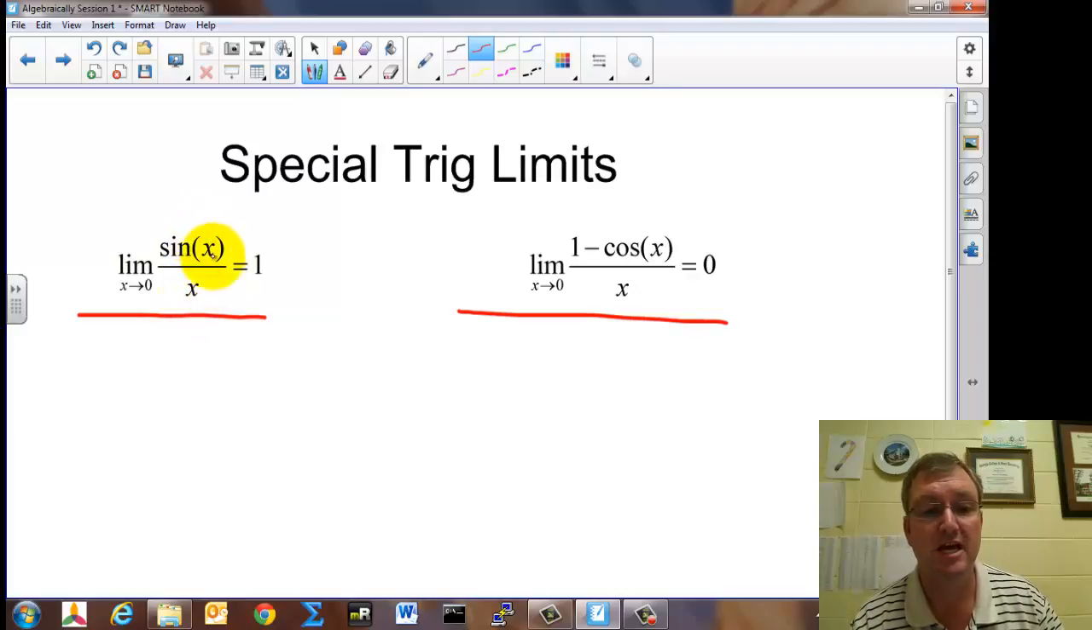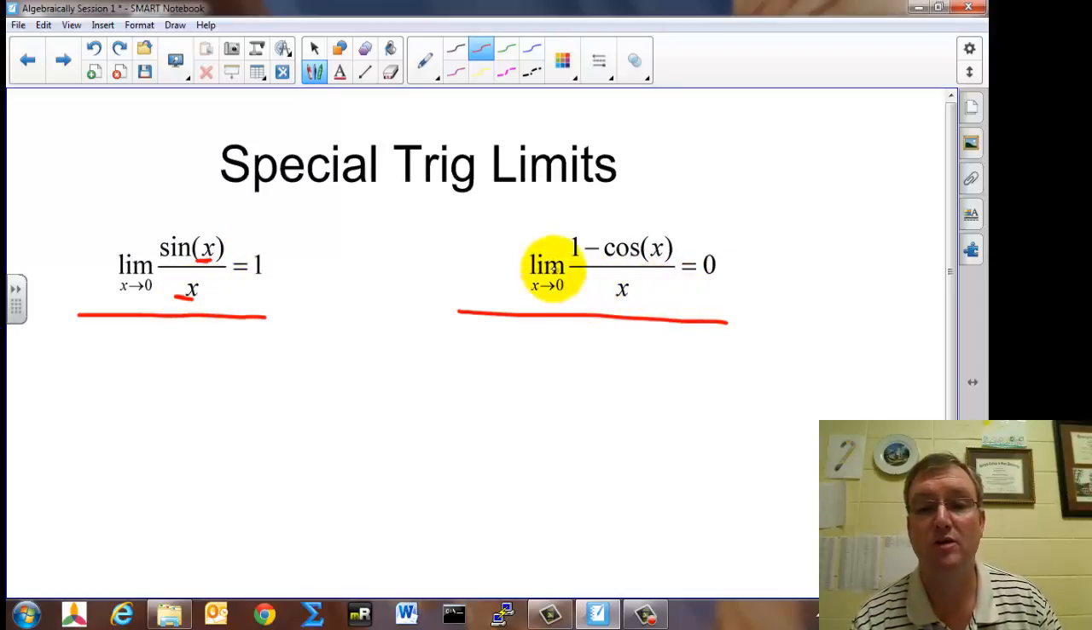So since this is x and this is x, and it's x approaching 0, we can conclude that the limit is 1. If this were y and this were y and it was y going to 0, the limit would still be 1. If this were 7x and this were 7x and x is going to 0, we could again conclude that it's the number 1. So as long as the argument here is the same as this down here, the limit's 1.